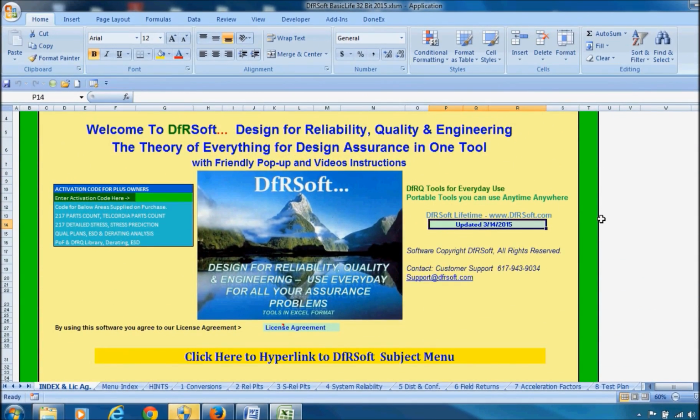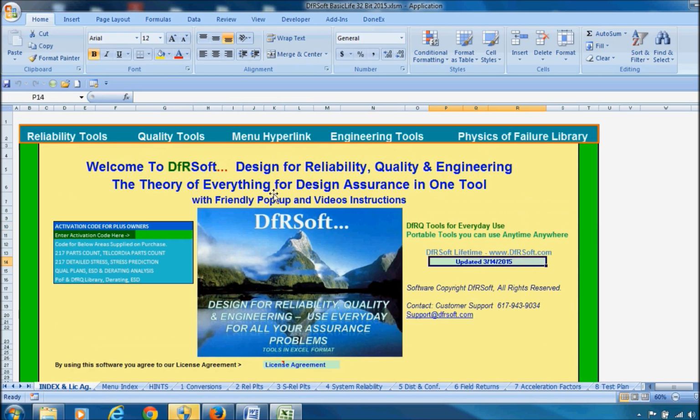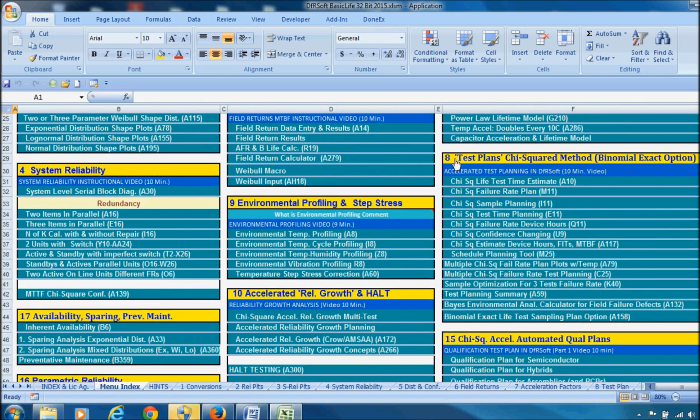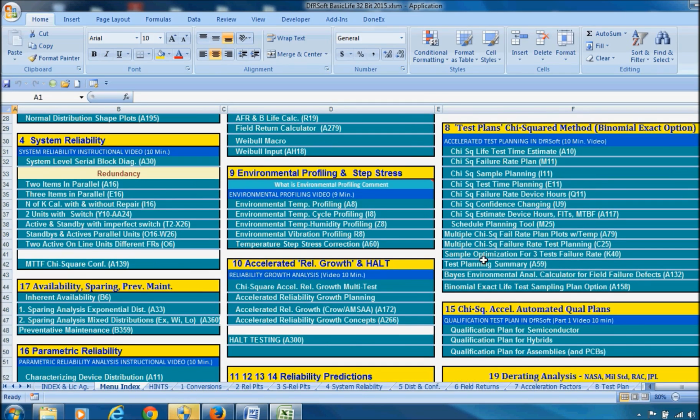Okay, so now we're going to talk about complicated test planning for multiple chi-squared kinds of tests which involve different stresses. And so we'll go to the menu area in DfRSoft, and so the area that we were in module 8 before, and we can stay here. There's 2 methods here: the test plans for the chi-squared method, and also there's the automated qual plus test plans. We're going to first do module 8. So let's go there. We were in this area here.